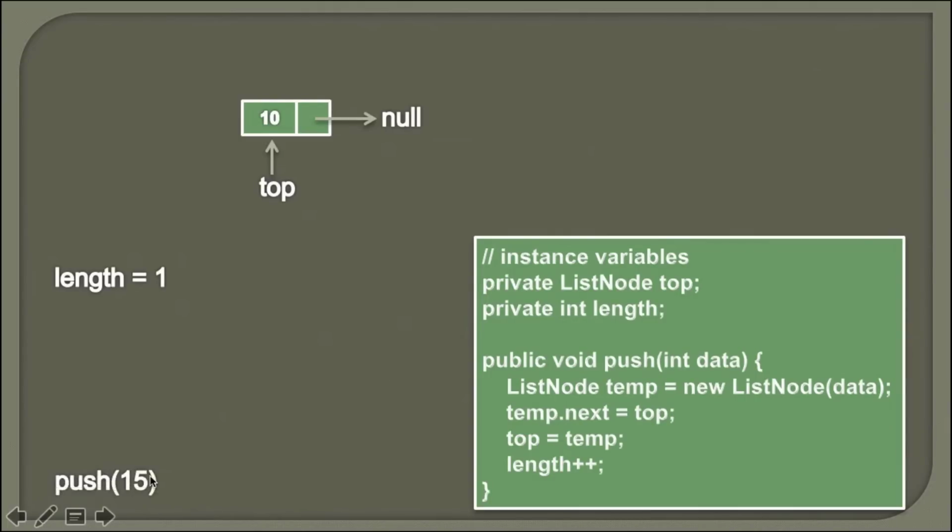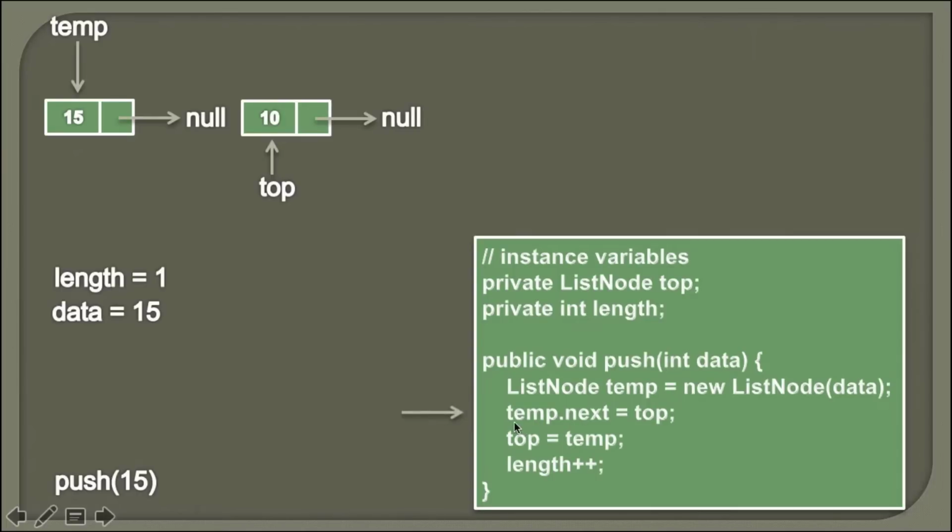Now suppose we again call push method and pass data as 15. So let's see execution of this method step by step when length is 1 and top is already pointing to a node. So here when we have called push 15, so the data is 15. So here we'll create a temporary node and this temporary node will hold the data which we pass into this push method. So here you see we have created this temporary node having data as 15 and its next pointing to null. Moving ahead.